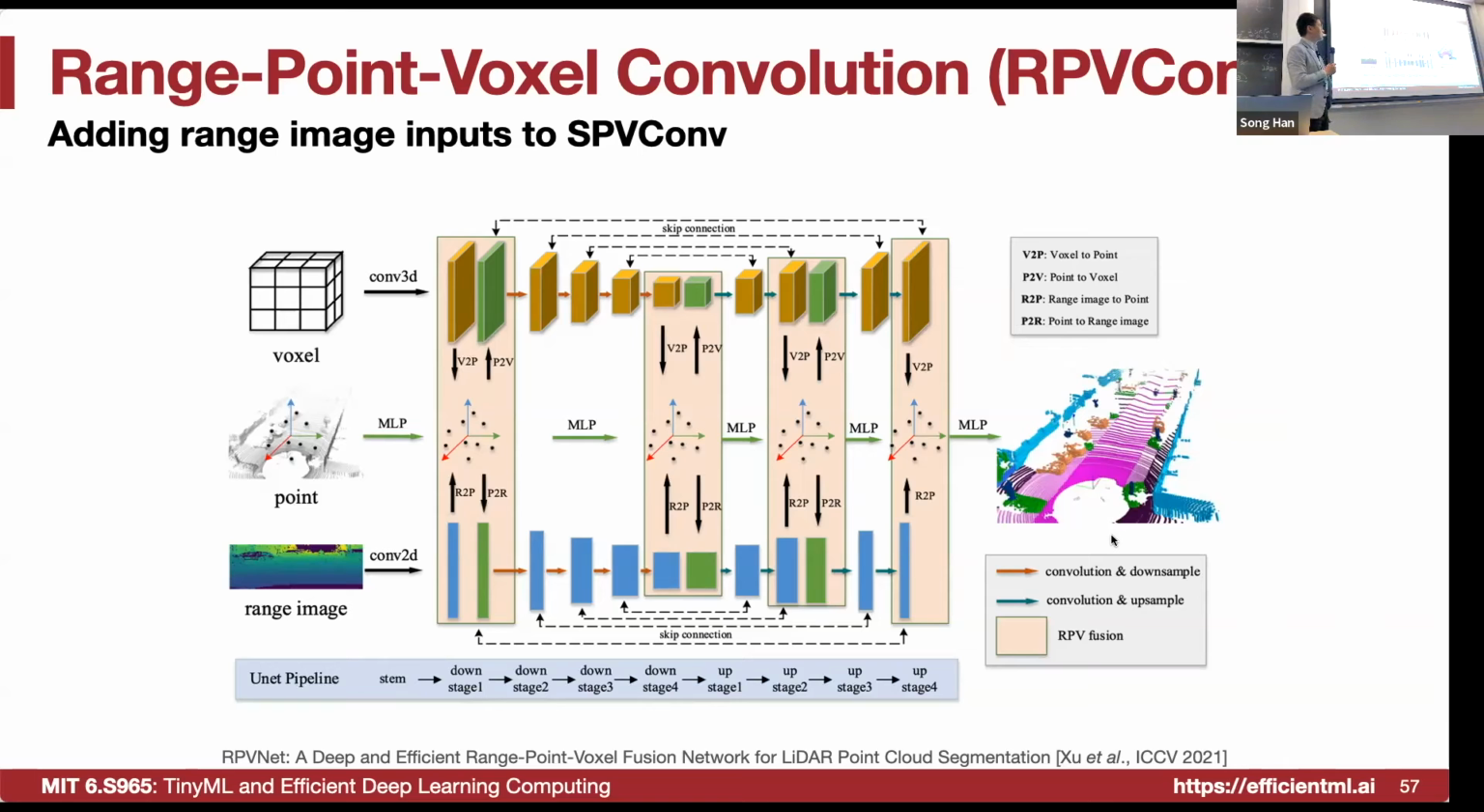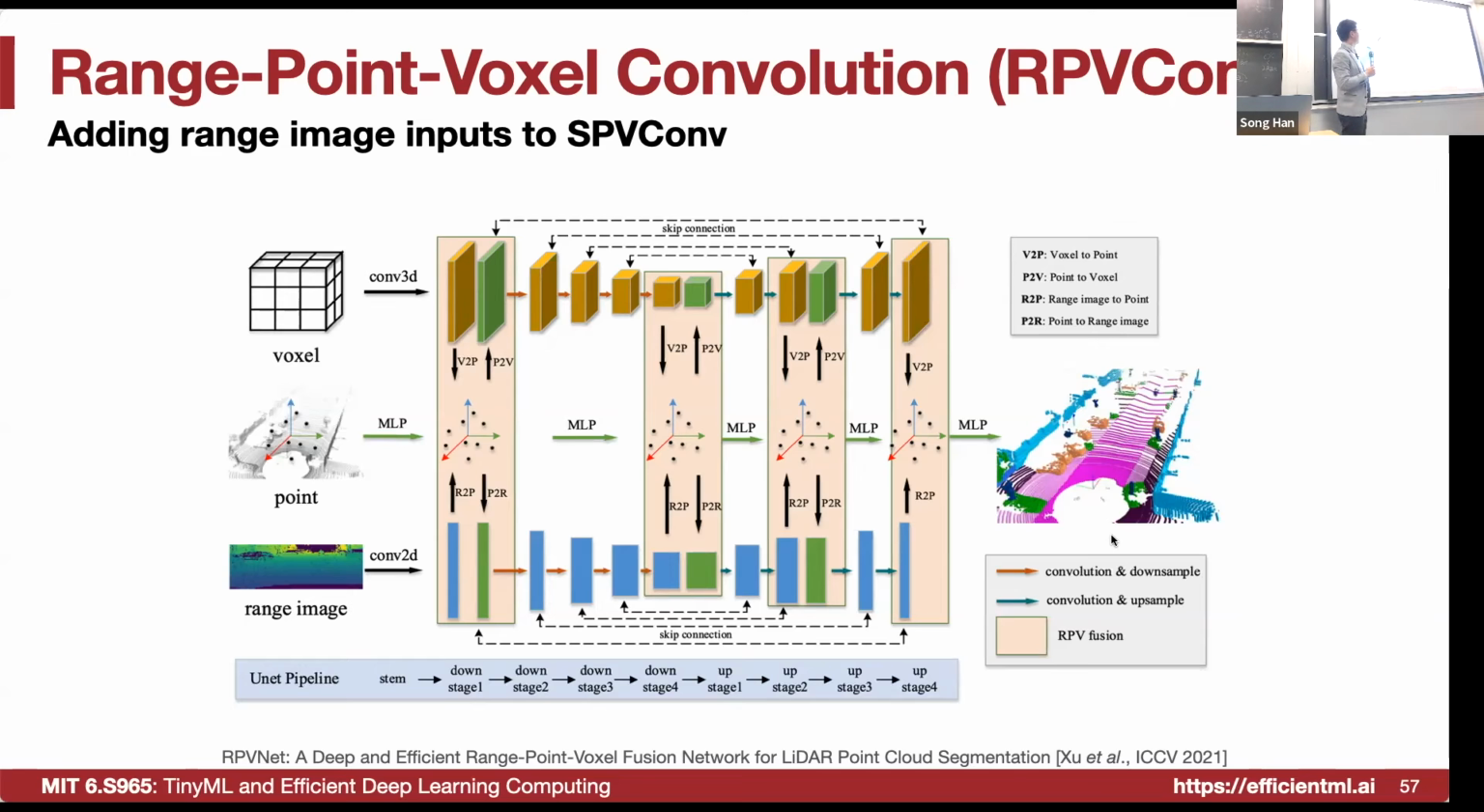RPV conv. So apart from the voxel branch and the point branch that we introduced just now, this work has another range image, which we introduced in the beginning of the lecture, right? We have it from 0 to 360 degrees. It has some distortion, but it can project the 3D scene into a 2D image. Okay? And we are combining these three branches.